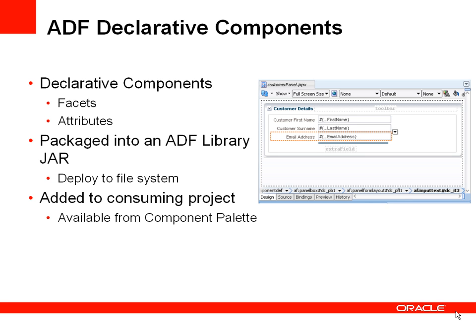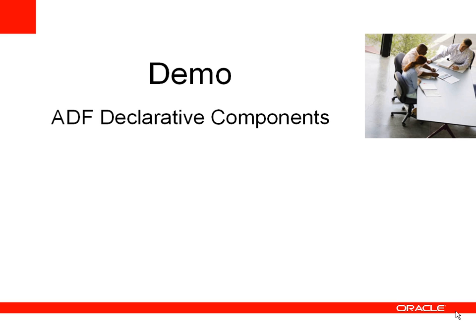Declarative components, like templates, allow you to define facets and attributes. A facet allows you to define an extra area within the declarative component where the user of the declarative component can add their own content, and an attribute allows you to parameterize this declarative component so that when it gets used, pieces of information can be passed into it. So it might be labels or values for fields. And again, the best way is to show this using the demo. So let's have a look at declarative components.